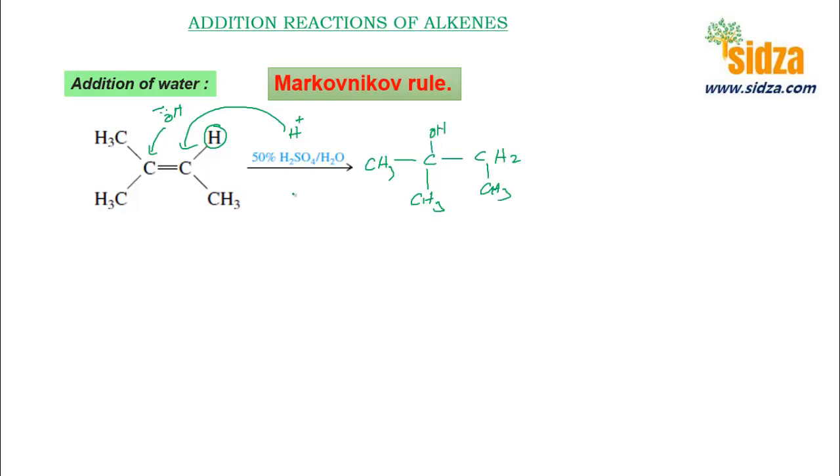Correct. Again, you will get what? You will get an intermediate. A carbocation will be the intermediate. Now let's take another example here.